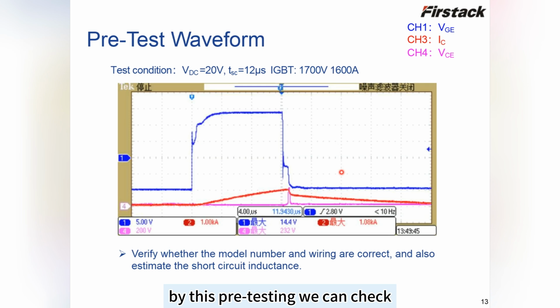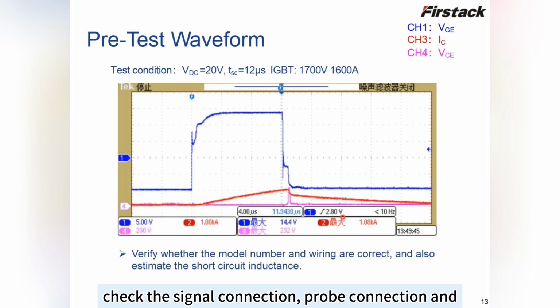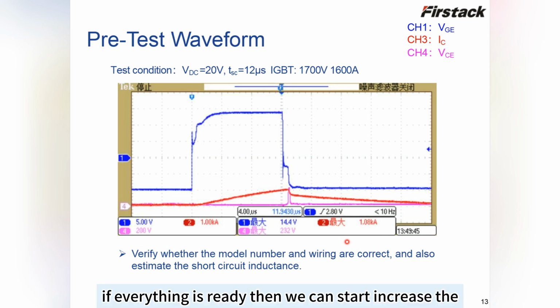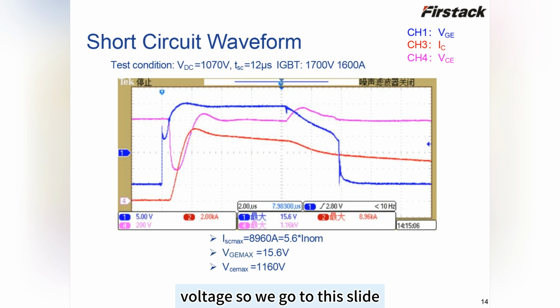By this pre-testing, we can check the status of our platform, check the signal connection and probe connection, and if everything is ready, then we can start increasing the voltage. So we go to this slide. This is a sample waveform of a short circuit.